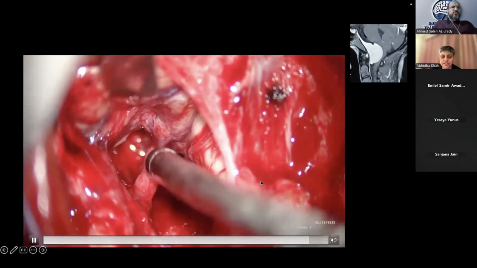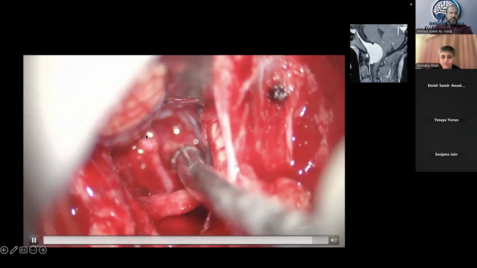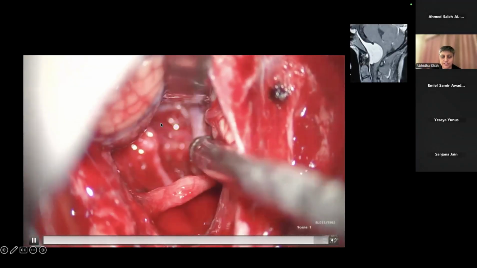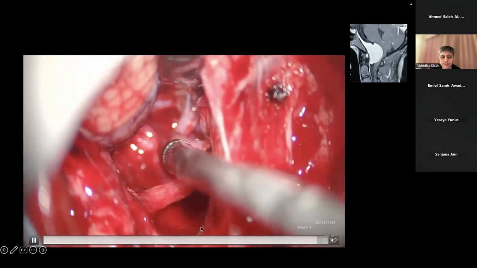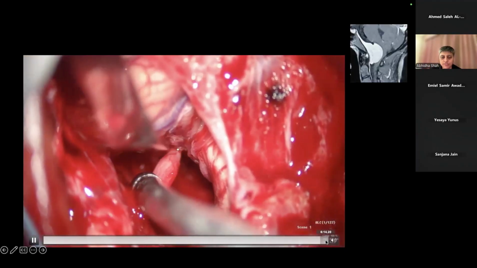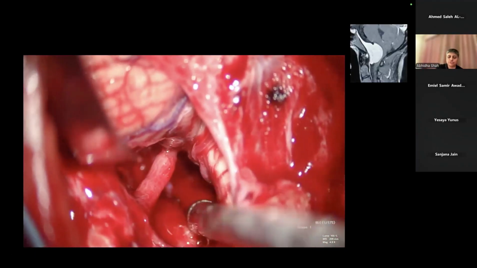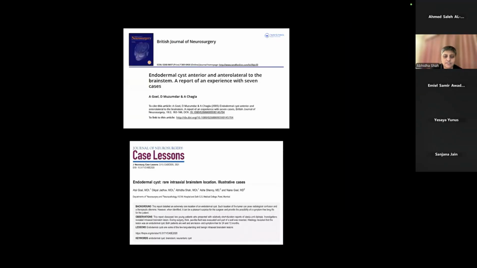So this is at the end. Here you see the vertebral artery as it is going. This is the PICA coming out. This is the whole tumor that has been excised. We've gone right up to the clivus. You can see the vertebral artery here, and you can see the complete tumor removal from this conventional posterior fossa approach, which was also described by Professor Goel.